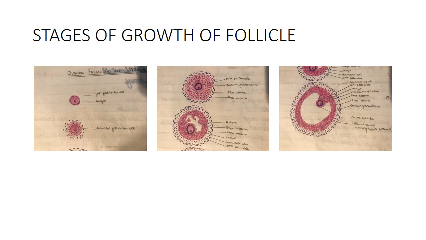You can very well appreciate where the corona radiata is present. The corona radiata are the granulosa cells which are present on top of the oocyte towards the antral cavity, and the heap of granulosa cells by which the oocyte is connected to the granulosa cells is called the cumulus oophorus. Please, you have to draw all these things.